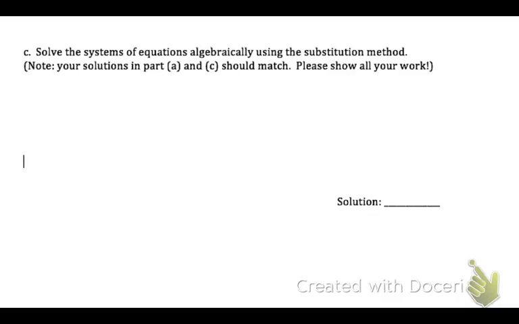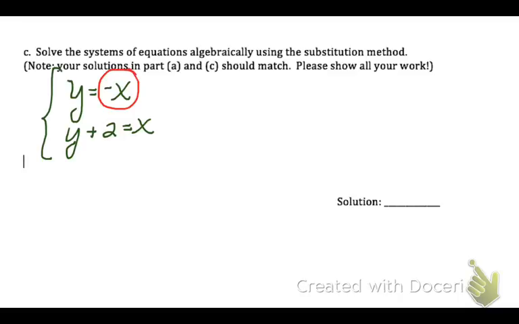Part C is now asking you, okay, well, you can do this other ways. Solve the system of equations algebraically using the substitution method. To do this, I notice that my first equation is already solved for y. Since y equals that, I'm going to plug that in for y into the second equation, which will give me -x plus 2 equals x. Now I'm going to try to get my variables on the same side. So I'm going to add x to each side, which gives me 2x equals 2, and then I divide each side by 2 to isolate my variable, so x is 1.